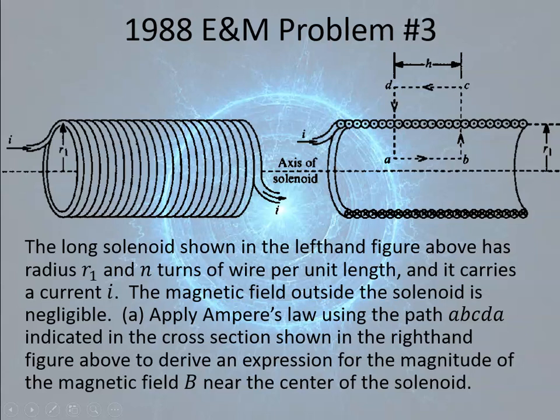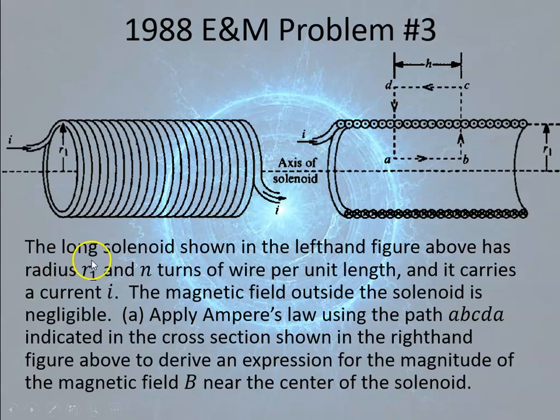In this video, we're going to go through the solution to problem number 3 from the 1988 AP Physics C Electricity and Magnetism AP exam. We're given a long solenoid, and in part A, we need to apply Ampere's law to find an expression for the magnetic field near the center of the solenoid.